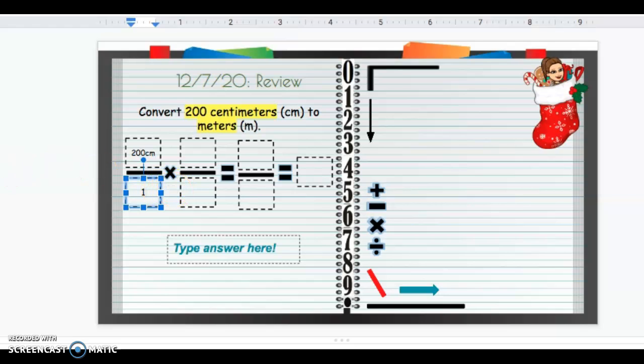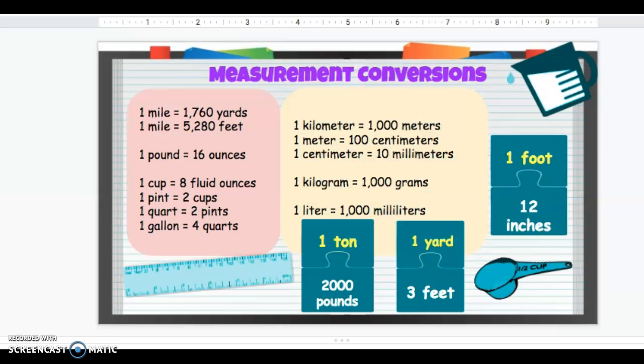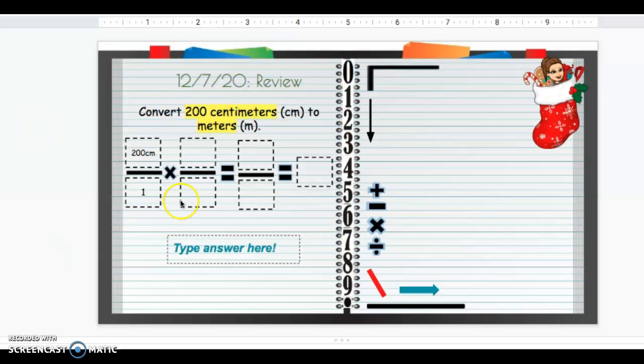Let's go see on our conversion chart what we know about centimeters and meters. Well, I know that there's 100 centimeters in 1 meter. 100 goes on the bottom because you're trying to cross it out. Okay, this is the conversion we know based off of our cheat sheet that we're given.